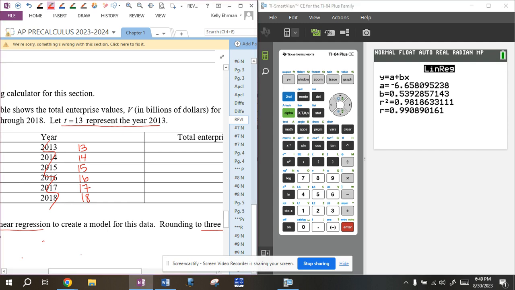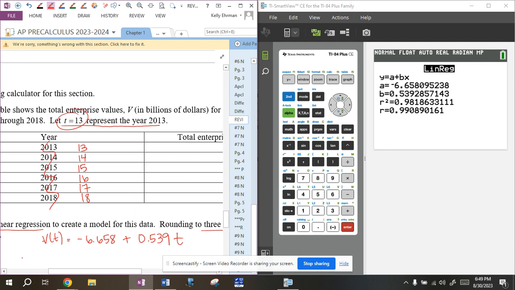Let's write this down. Remember, this says y equals a plus bx. We're supposed to use v instead of y. V equals negative 6.658 plus 0.539. Instead of x, let's use t. Okay? And maybe instead of v, I'll write v of t. This is a function.